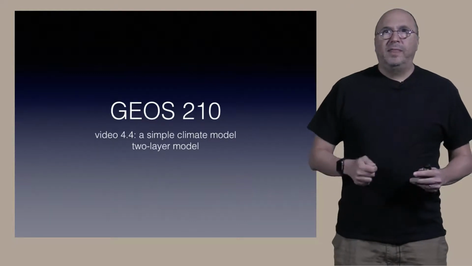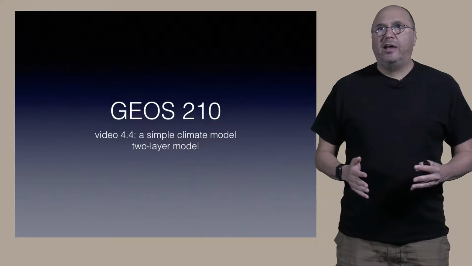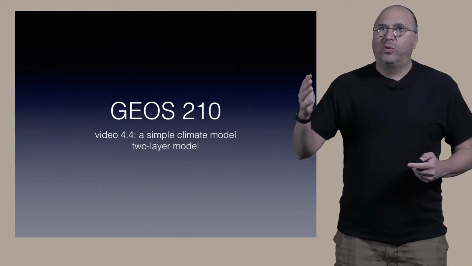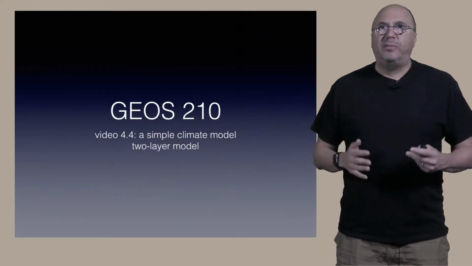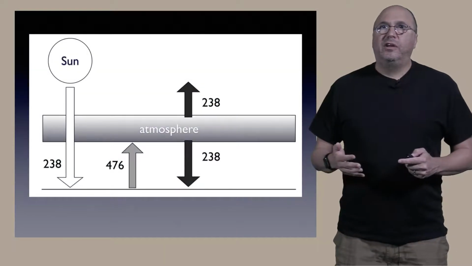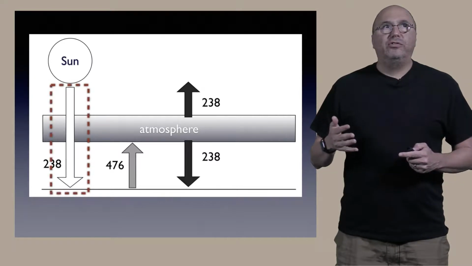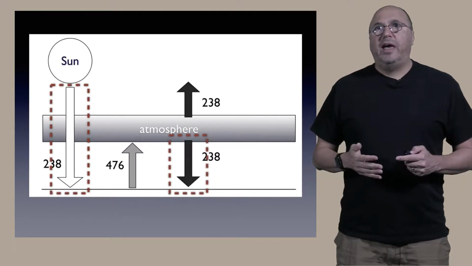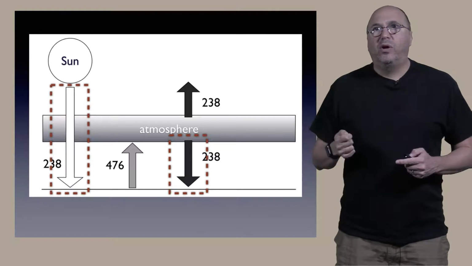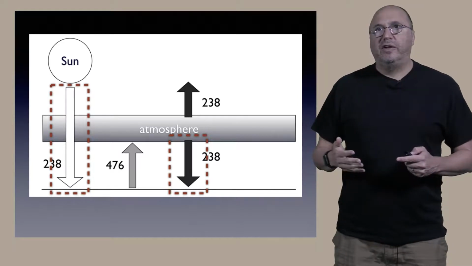Howdy, students. In the last video, we added an atmosphere to our climate calculation and found that an atmosphere warms the planet. Conceptually, this occurs because on a planet with an atmosphere, the surface is heated not just by sunlight, but also by radiation from the atmosphere. It is this warming of the surface by the atmosphere that we mean when we talk about the greenhouse effect.